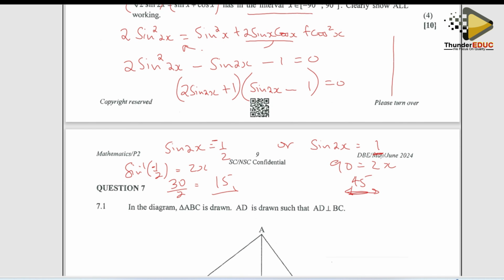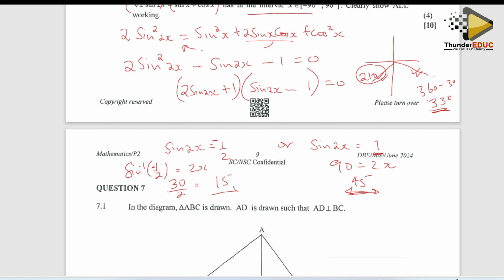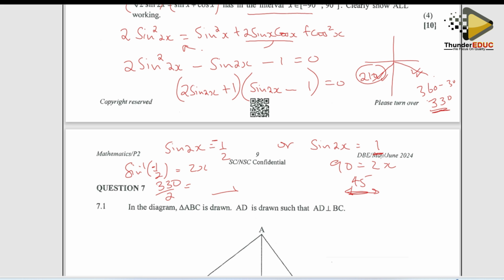Where do we find sine to be negative? It's in the 4th quadrant and the 3rd quadrant. So that's going to be 360 minus 30, which is 330. Here it's going to be 210. Okay, so this isn't correct. 15 is not correct. So it's going to be 330 divided by 2, which gives me 165. And then if I look at the 210 divided by 2, I'm getting 105.